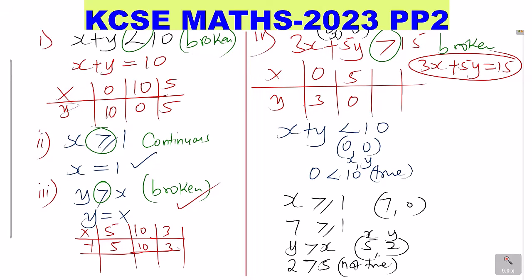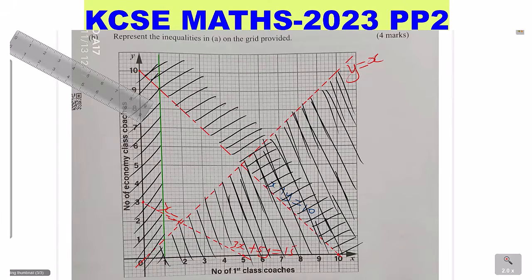So x is 0, y is 0. Substitute it here. x is 0, this will be 0, and this one will be 0. Is 0 greater than 15? 0 is not greater than 15. So that side does not satisfy, and therefore it is the unwanted side, and it is the one that you're going to shade. So we shade this side of that line.